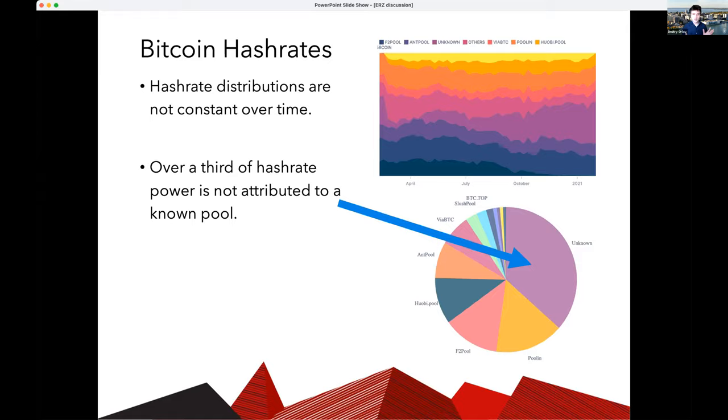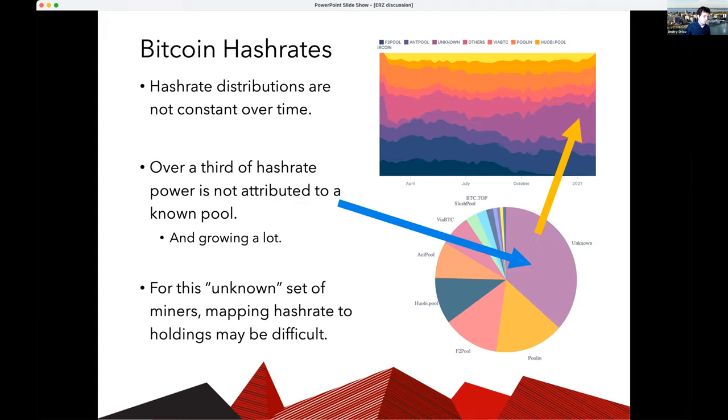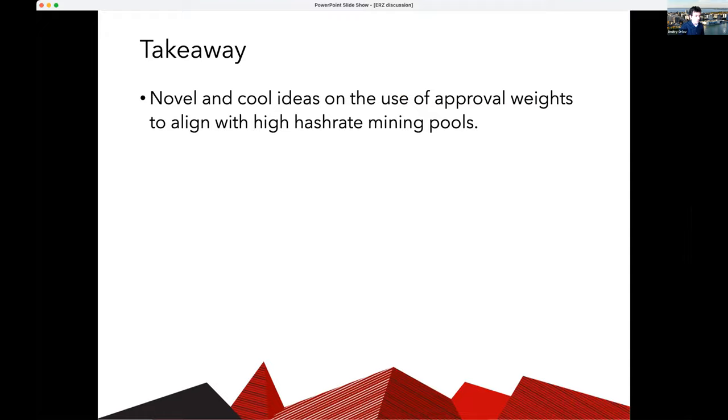Now, it was interesting that maybe if the paper originated in April, this number of unknown miners was very small. So it was a reasonable assumption, but then it grew really quickly over the last year. So again, we're looking at a lot of miners, which is hard to track, so I'm not sure how to compute the approval weighting for those miners. Now, I think I'm doing fairly well on time.